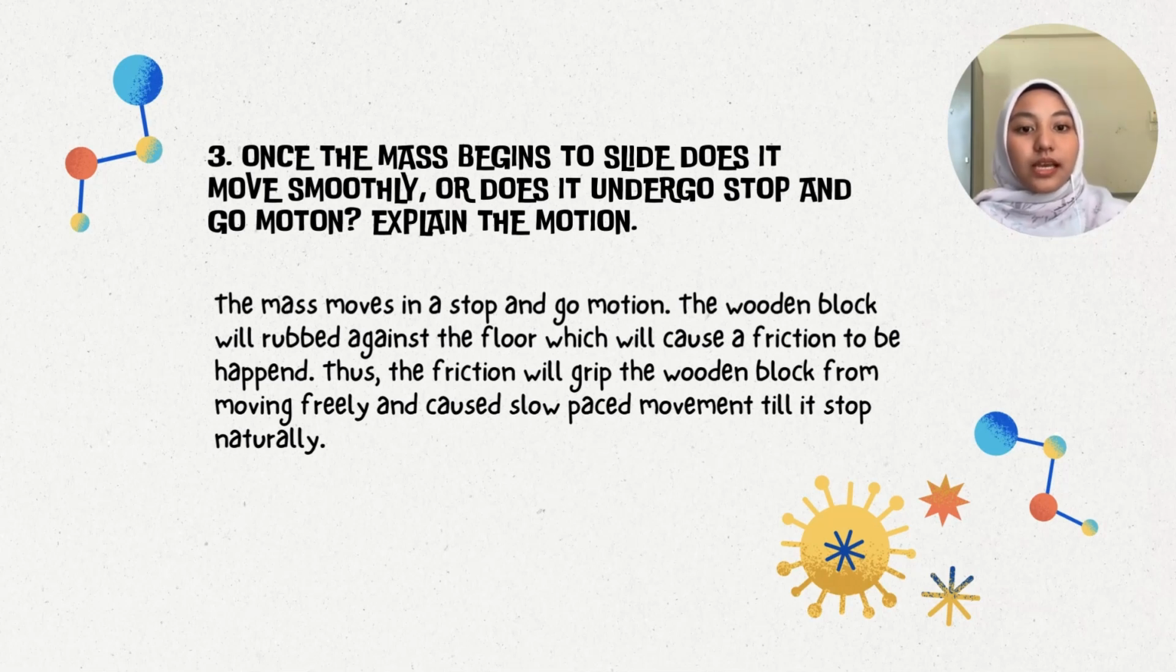Question number 3. Once the mass begins to slide, does it move smoothly or does it undergo stop and go motion? Explain the motion. The mass moves in a stop and go motion. The wooden block will rub against the floor, which will cause friction. Thus, the friction will grip the wooden block from moving freely and cause slow movement until it stops naturally.